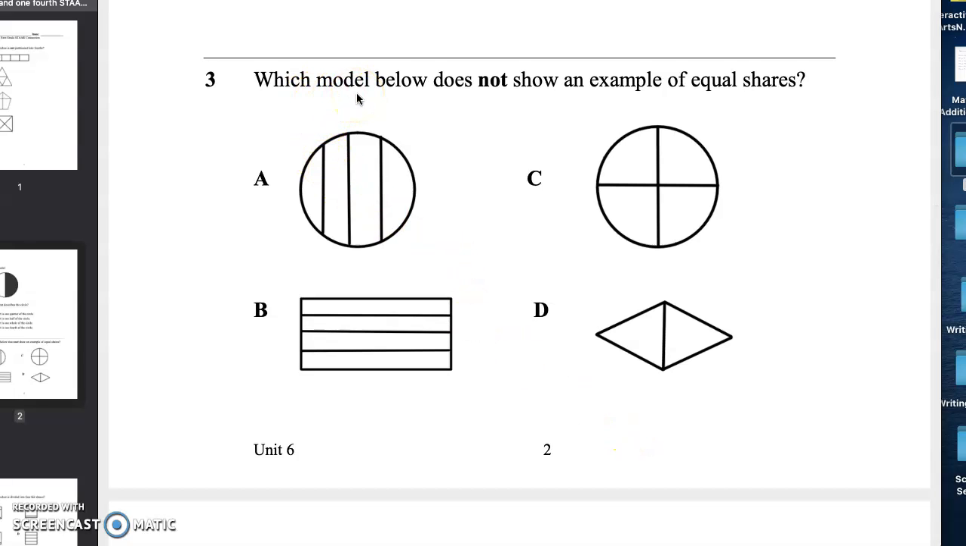Which model below does not show an example of equal shares? Which of these 4 illustrations do not show an example of fair equal parts?